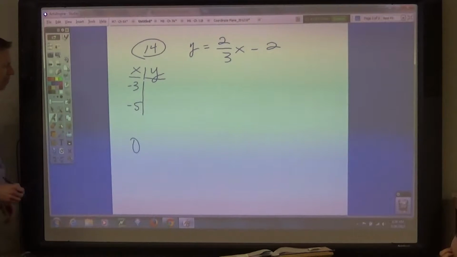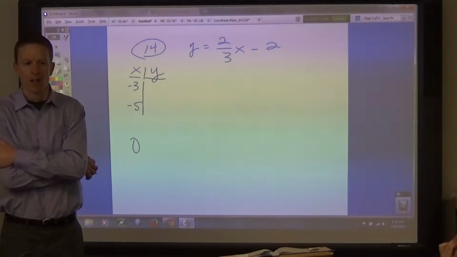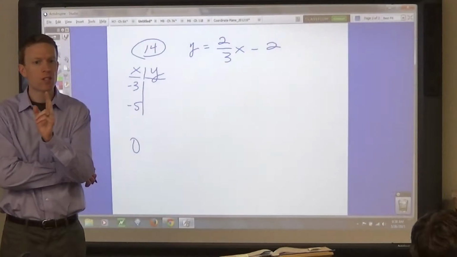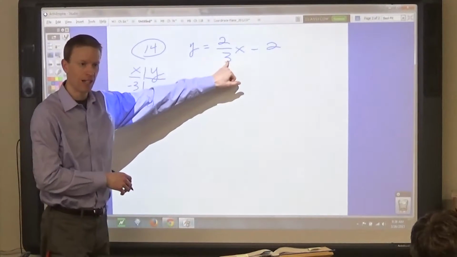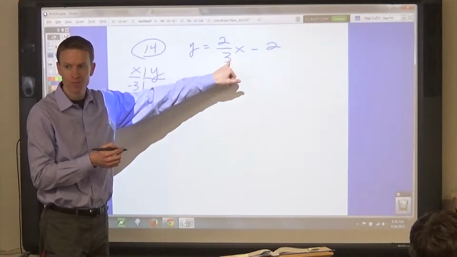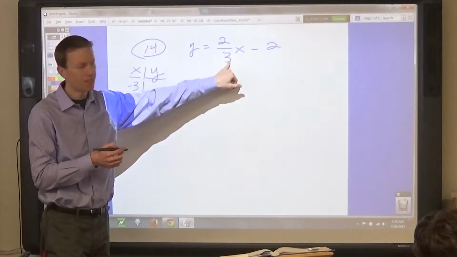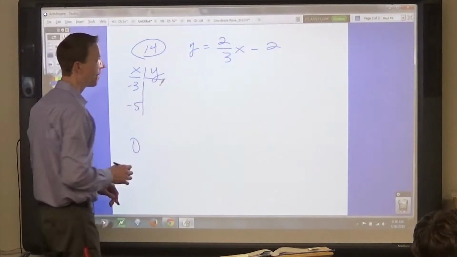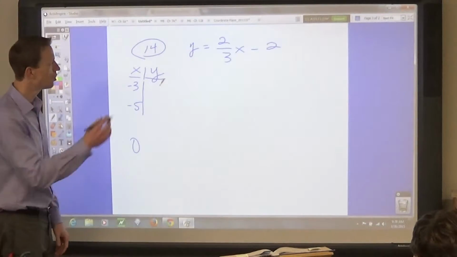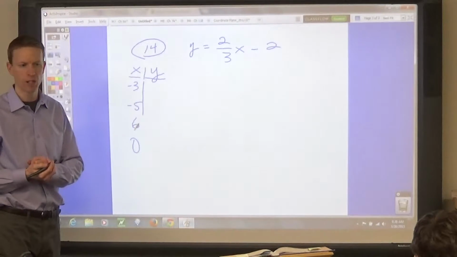Go back. The other one that's really helpful to use, especially with fractions, is to use the denominator if you have a fraction, or a multiple of the denominator. Because it gets rid of the fraction. So -3 is fine, that'll work, because that'll get rid of that. Let's try 6 also. Let's see if that gives us some nice whole numbers to work with.